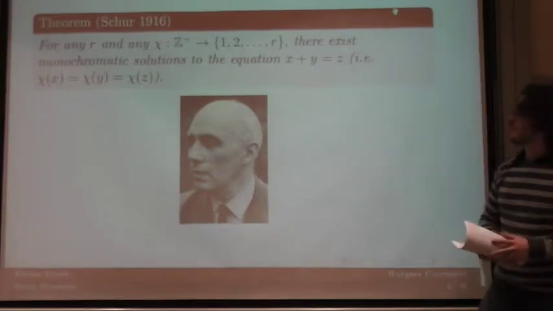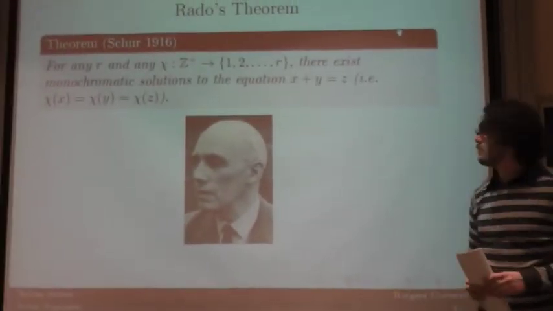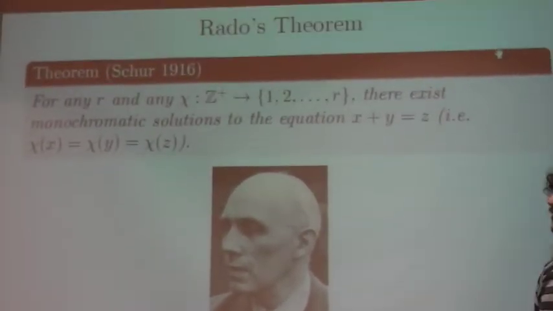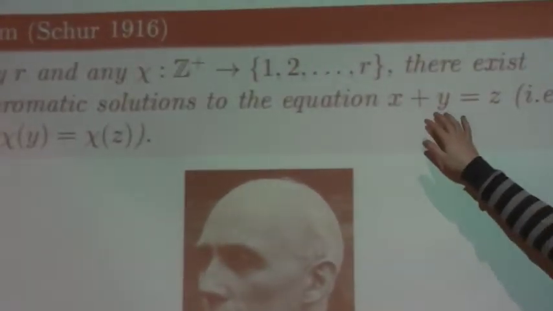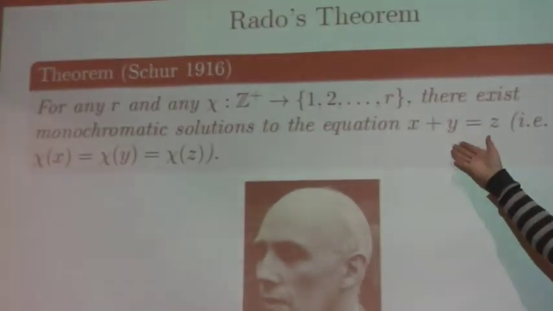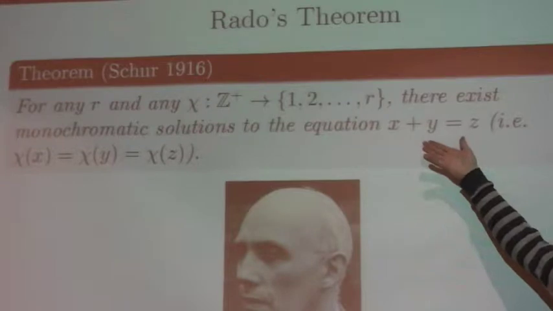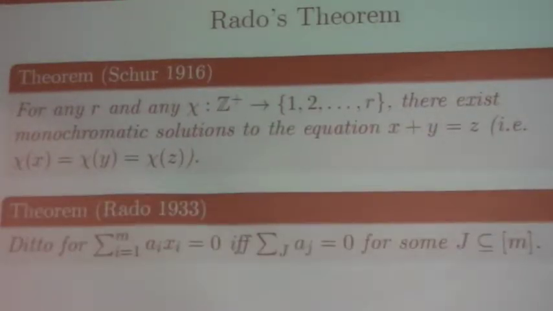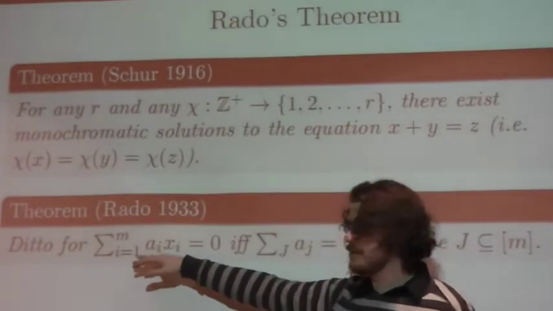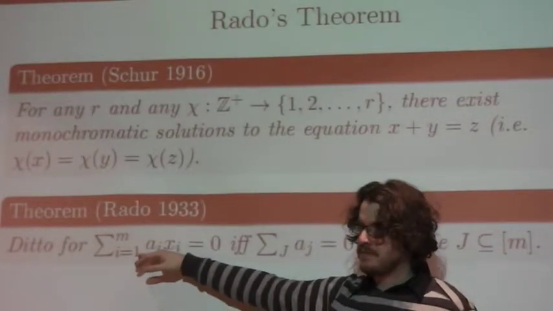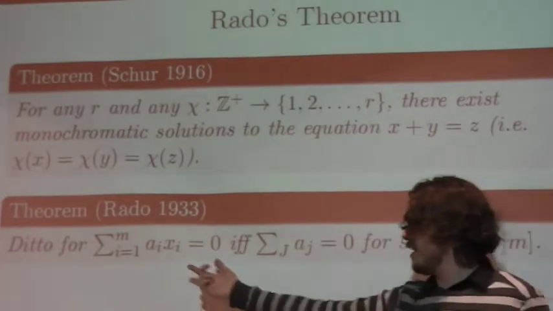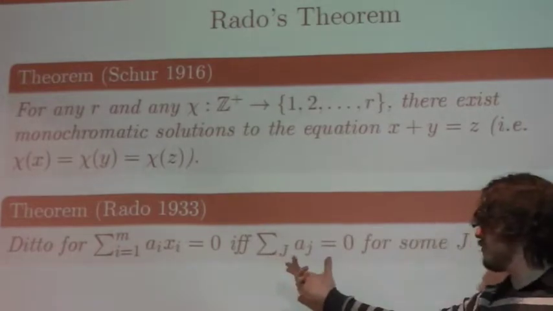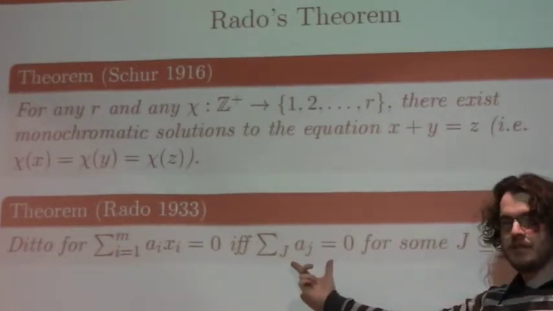So, Richard Rado, who was a student of Schur, took Schur's theorem and basically said this can't be a phenomenon exclusively associated to this equation. I mean, this is a very easy equation, but there are lots of equations that are easy. And he decided to look at homogeneous linear equations. And what he said was that this has the same property, the monochromatic solutions, if and only if some subset of the coefficients sum to 0.